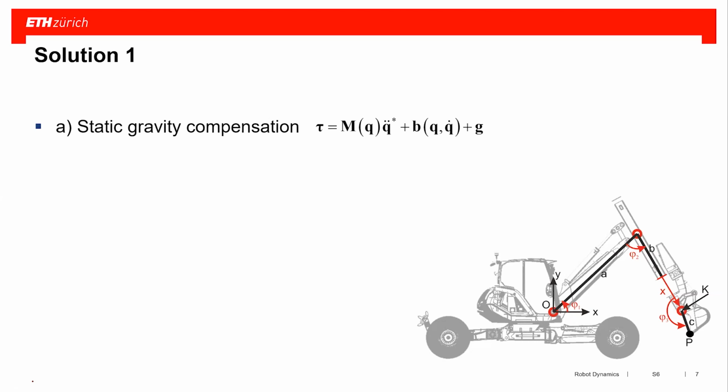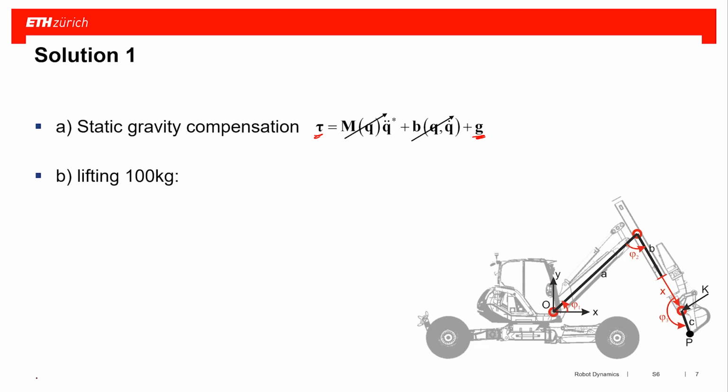Static means your system is not moving, and that means we have no acceleration. We also have no Coriolis and centrifugal part, so both of those are 0. So what I have is, in essence, my gravity part that I derive in my equations of motion. This is directly the joint torques that I need to apply in order to just keep this arm in the air.